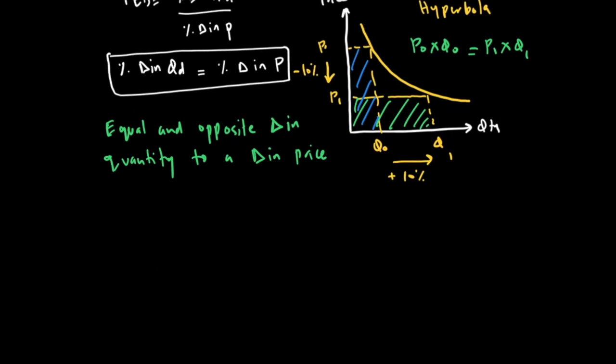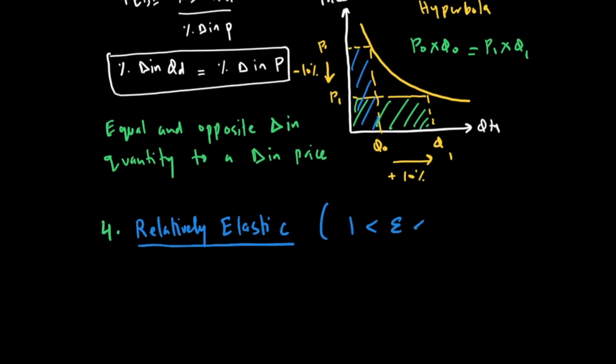Next up, number 4, is what we call relatively elastic good. So we're moving along the spectrum, and a relatively elastic good would mean I have a PED which has a value between 1 and infinity.